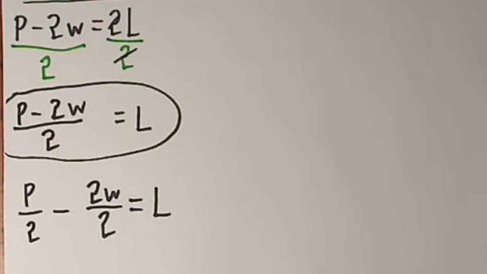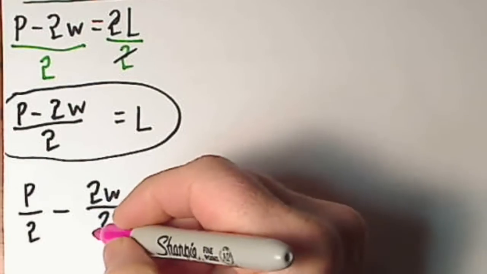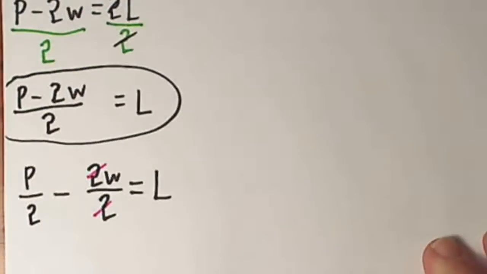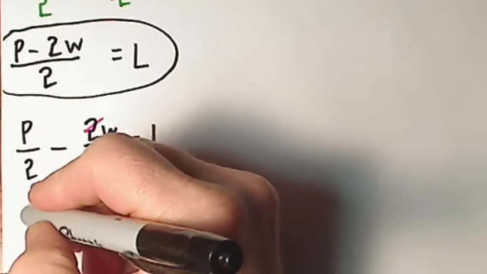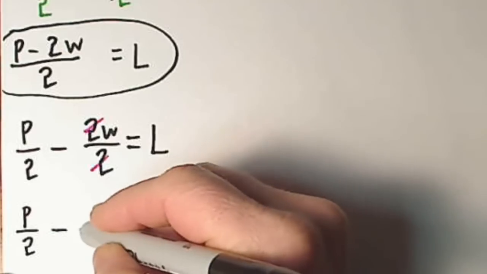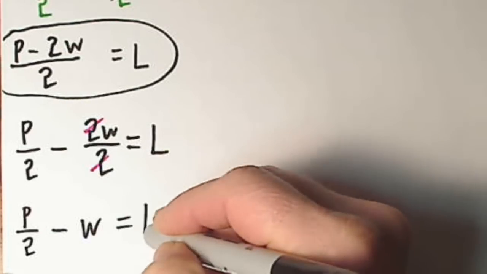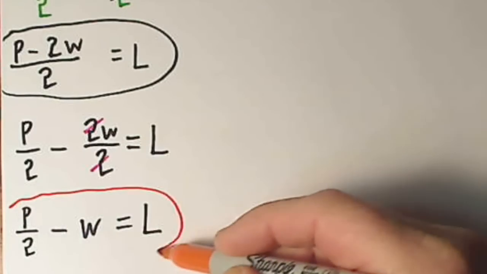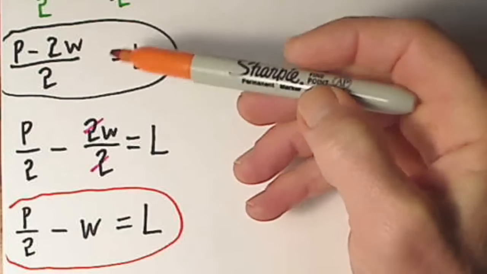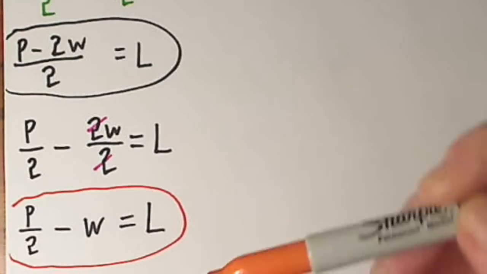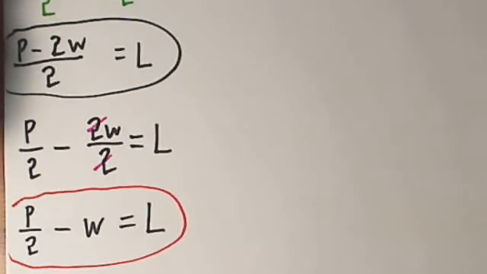And now, if you want to cancel, 2 goes into 2 one time, so this could actually be written p over 2 minus what's left here, w, is equal to L. So maybe I'll circle this in a different color. We prefer the answer in this form, but if you wanted to go further, this does mean the same thing. And we'll take a look at another one now.